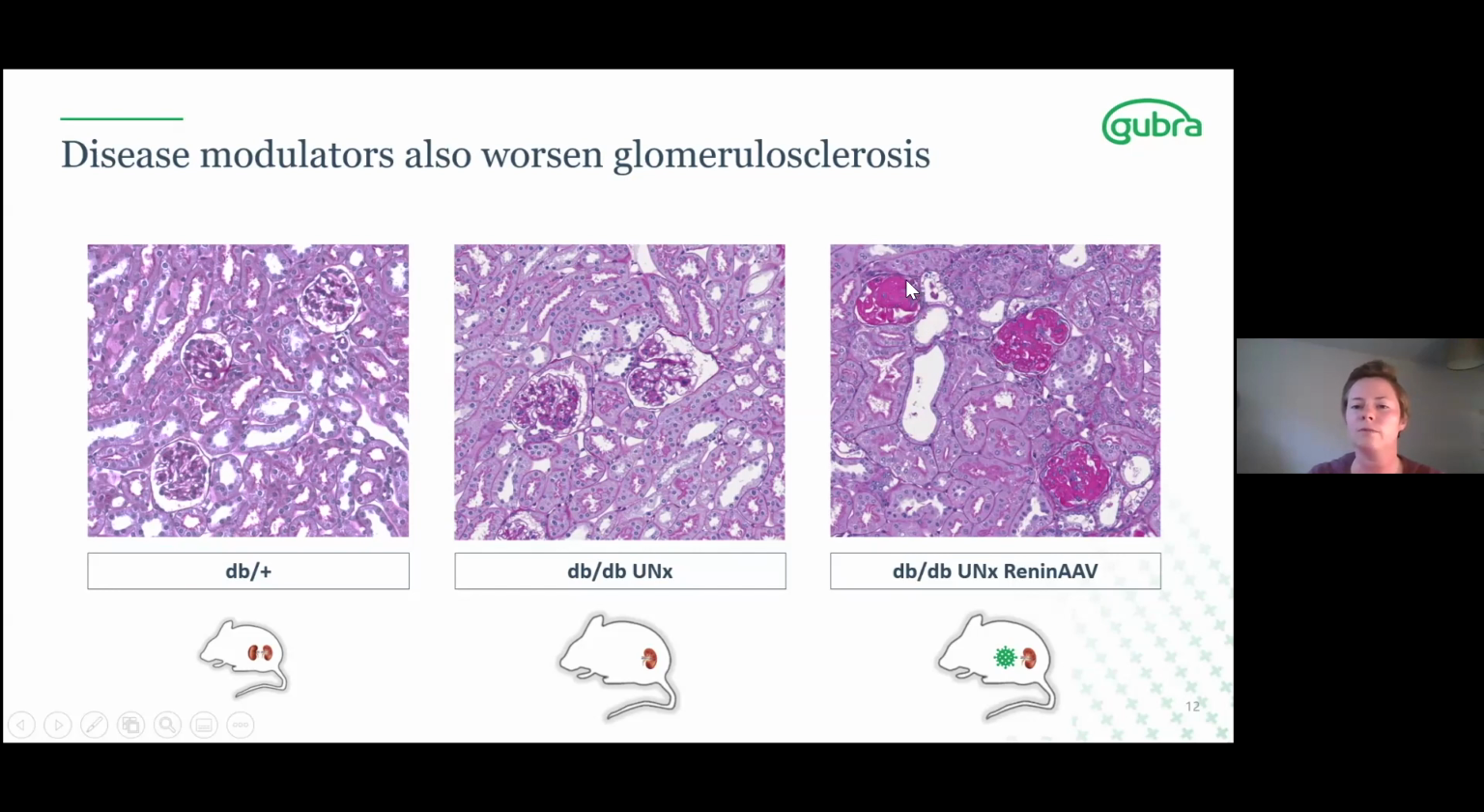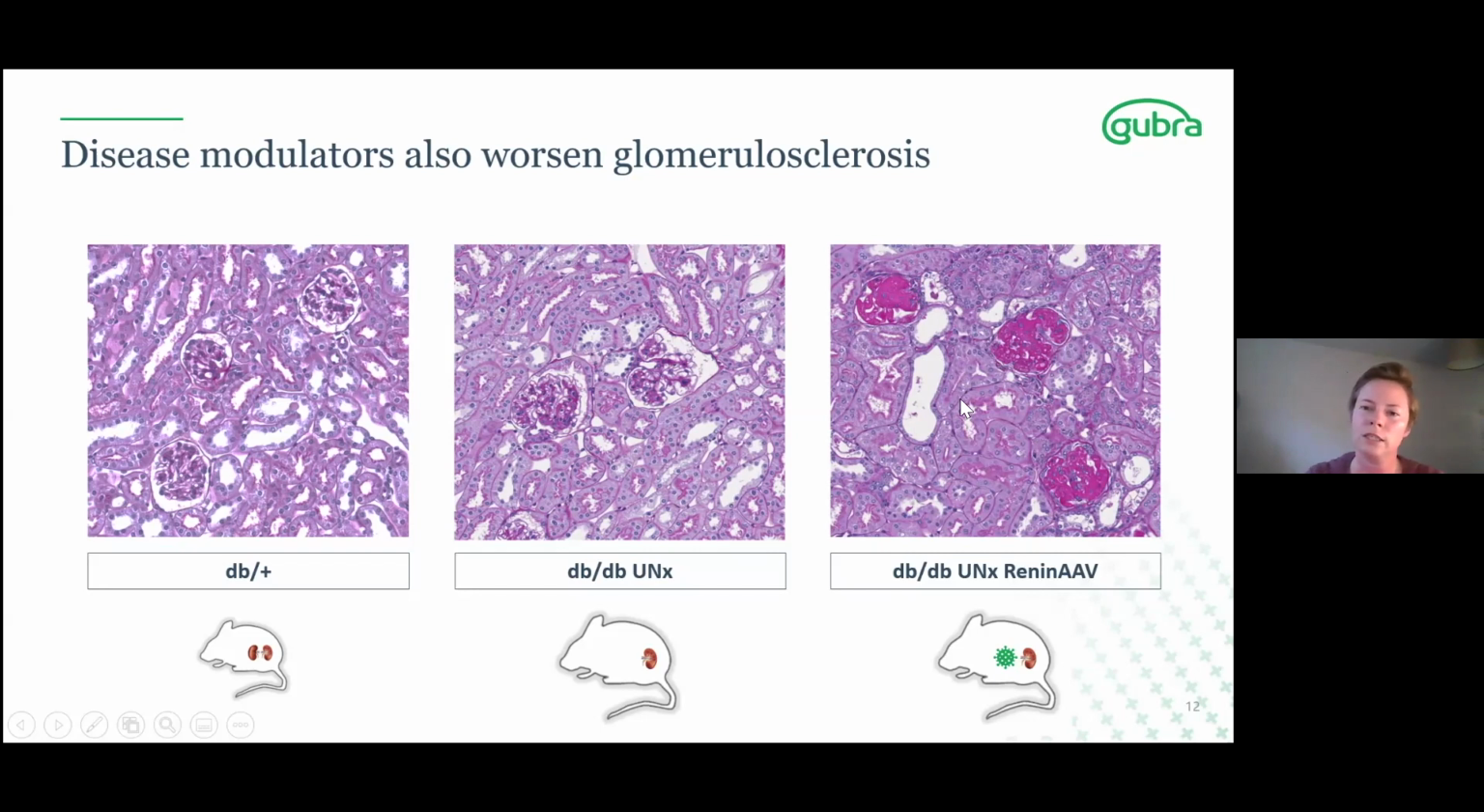We see something that is not similar but comparable to the human nodular glomerulosclerosis that we see in the later stages of human disease. And you can appreciate here that we have a lot of matrix built up in the glomerulus, very few open capillaries. That means we have very little perfusion of the glomeruli, and these are really significantly affected by glomerulosclerosis.